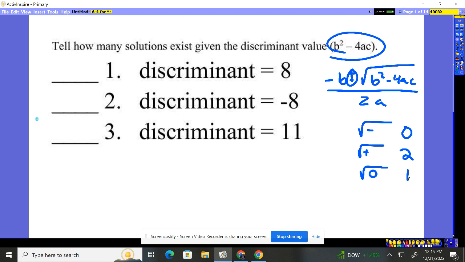So if the discriminant value is a positive 8, that means there's going to be two solutions. It was a positive answer. There were two solutions there. We added and subtracted whatever it was and got our two different solutions.